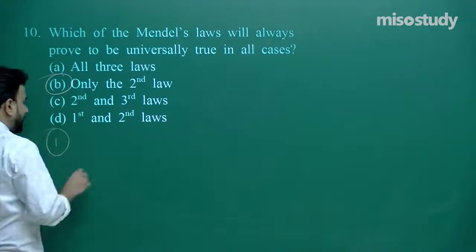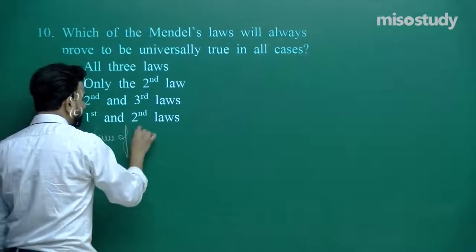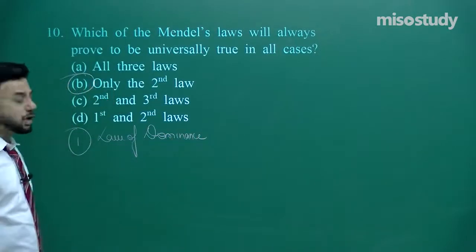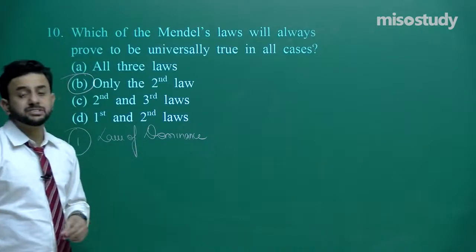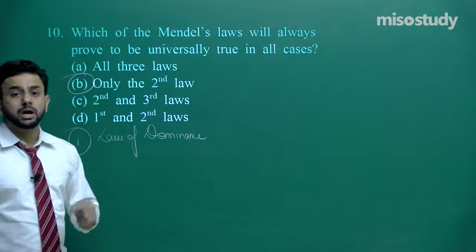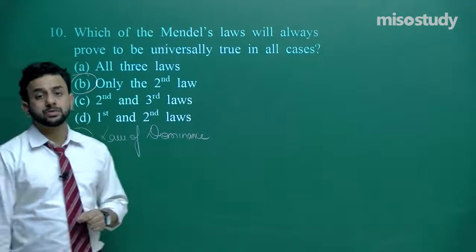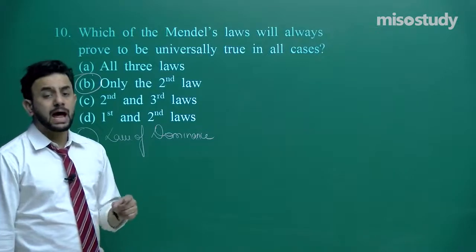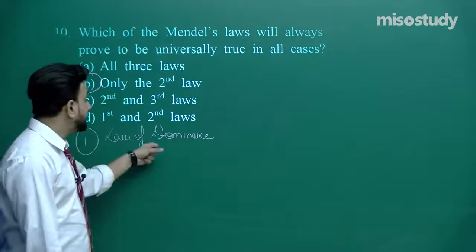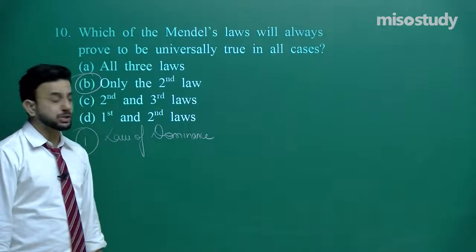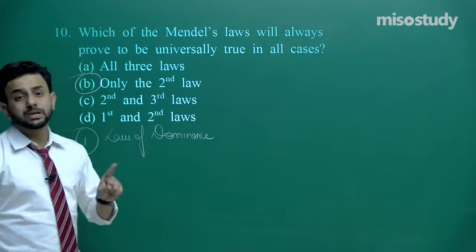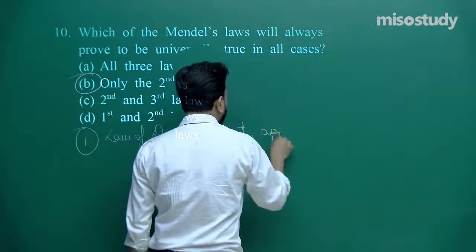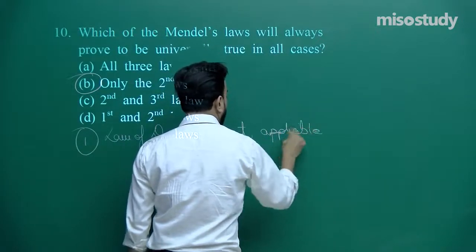Because the first law, the law of dominance, is not applicable everywhere. In the law of dominance we were obtaining a phenotypic ratio of 3:1 in the F2 generation for a monohybrid cross, and for the dihybrid cross also in the F2 generation. However, the law of dominance is not applicable everywhere.